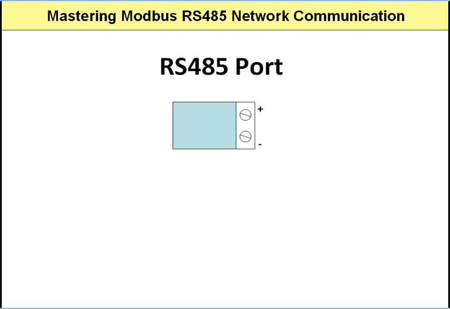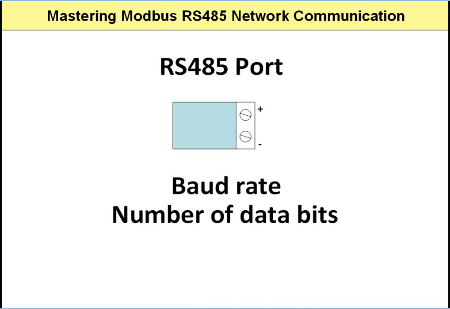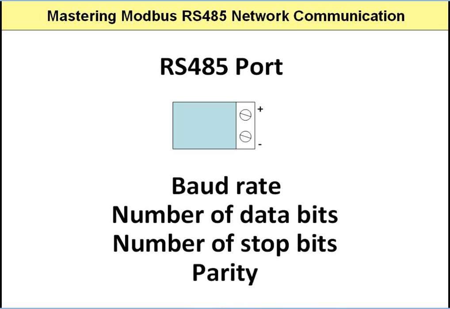Now, every RS485 port on a device has configuration parameters associated with it, and these configuration parameters must be set using the programming software for the particular device. Just as how we needed to configure the Modbus unit ID of every device using programming software, we need to do the same for the RS485 ports of every device. Regardless of the manufacturer or model, RS485 ports have the same four configuration parameters. They are baud rate, number of data bits, number of stop bits, and parity.